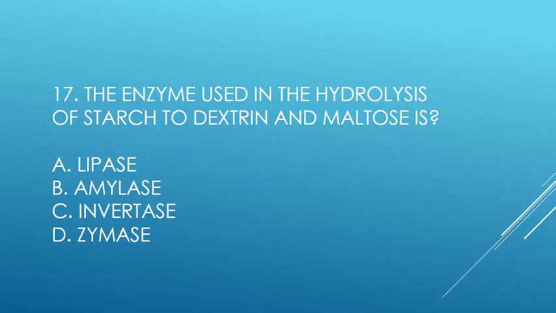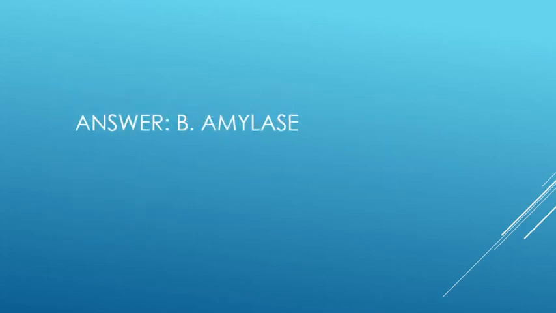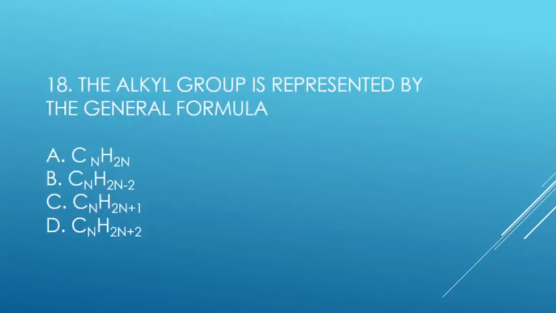Question number 17. The enzyme used in the hydrolysis of starch to dextrin and maltose is A. Lipase, B. Amylase, C. Invertase, D. Zymase. The answer is B, which is amylase.